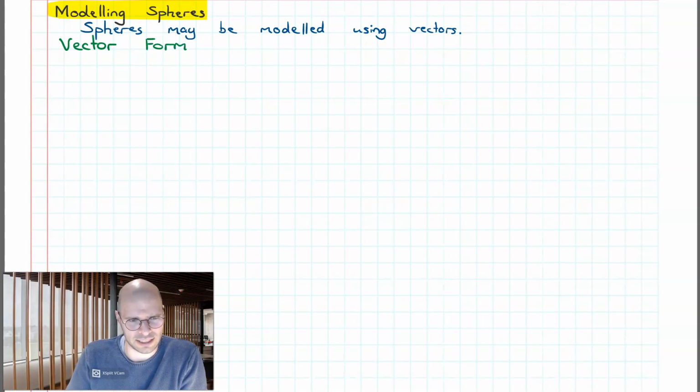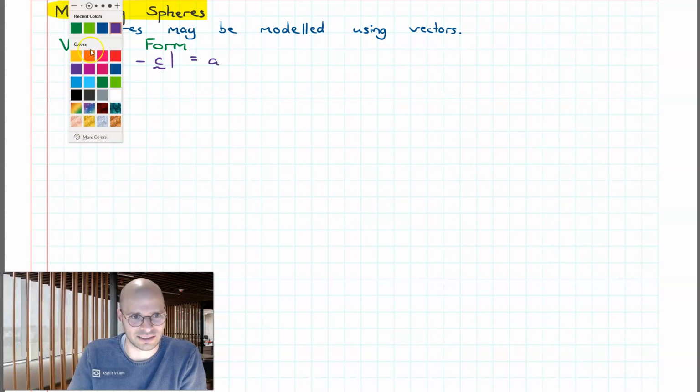Now put bluntly, the vector form of a sphere can be written as the absolute value of an arbitrary point in space R subtracted by the center of the sphere C, which is equal to A, which is the radius of the sphere.